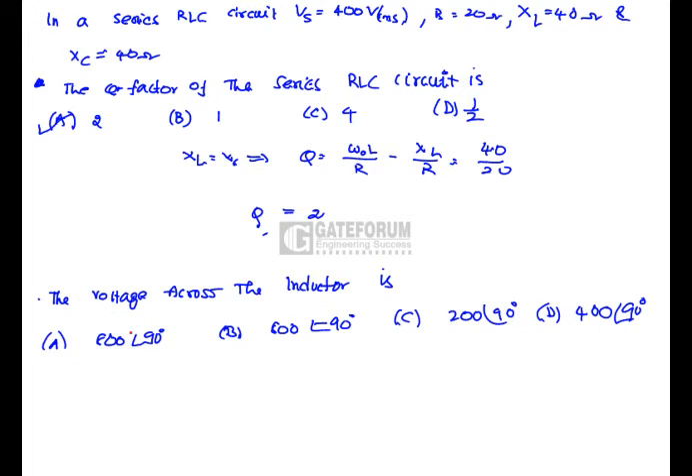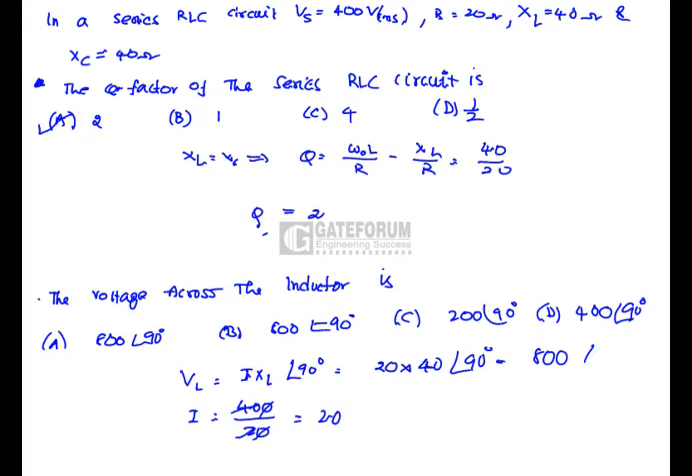Coming to the second part, B, the voltage across the inductor. VL is nothing but I XL at 90 degrees. Here XL is 40, and I is 400 volts RMS divided by 20, that is 20. So it is 20 into 40 at 90 degrees, which is 800 at 90 degrees. That is option A is correct.